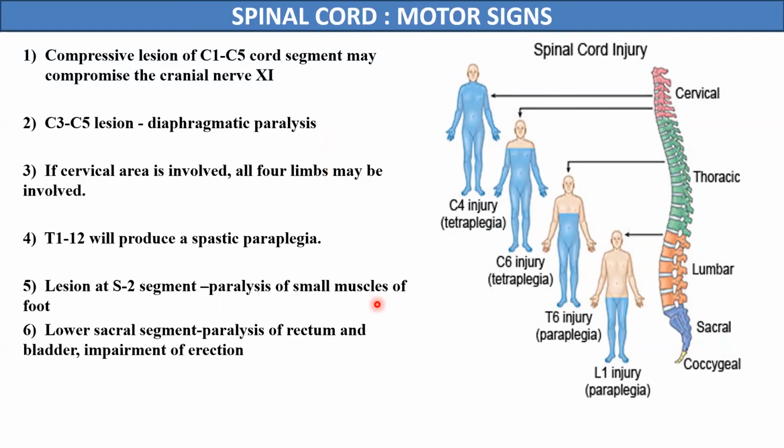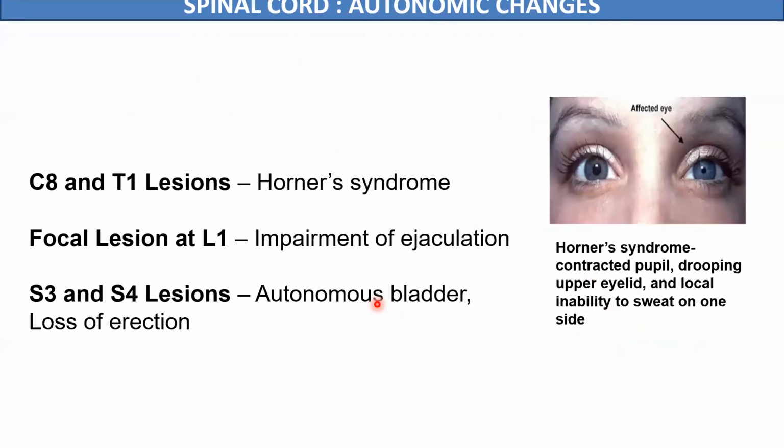And also the autonomic changes, they are associated with the spinal cord lesions. And if a lesion is at the C8-T1 segment, this can also result in autonomic changes of Horner syndrome, where there will be a constricted pupil, there will be a ptosis of the eyelid, and also there will be anhidrosis, that is inability to sweat.